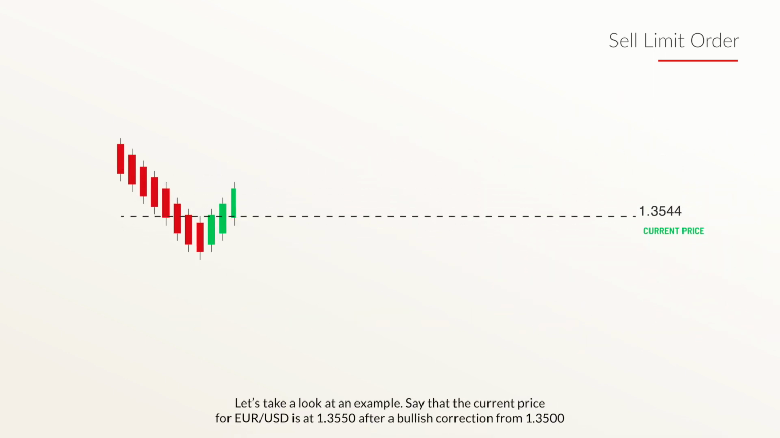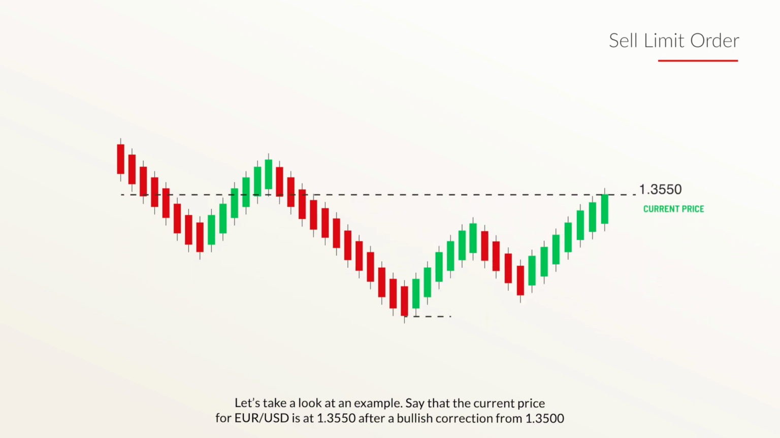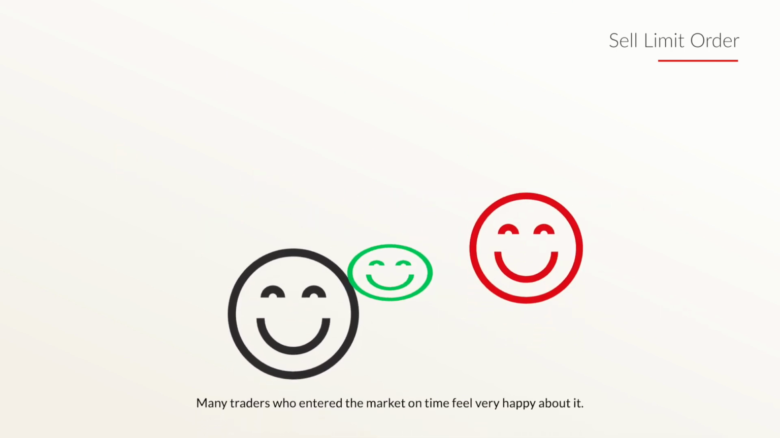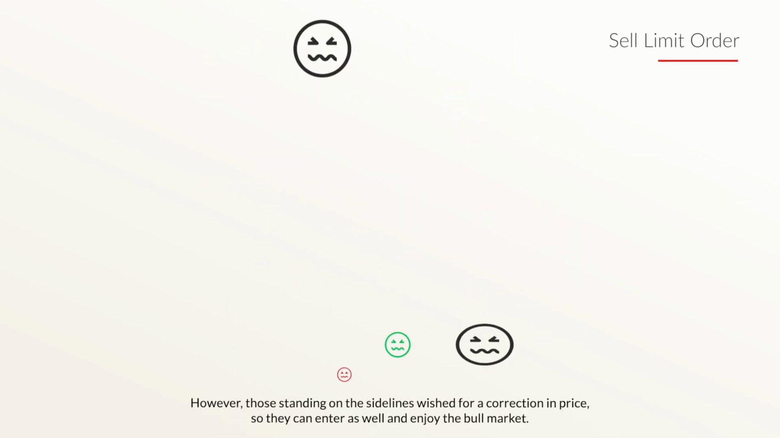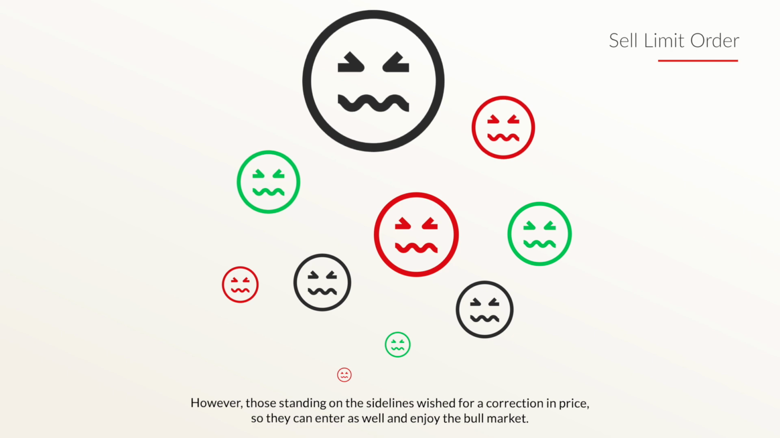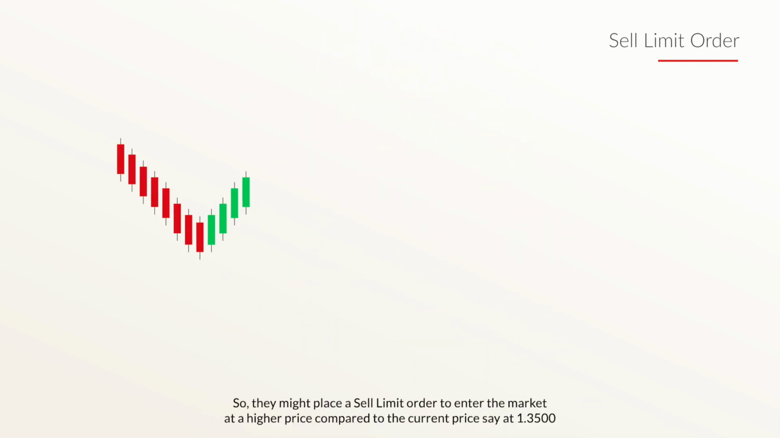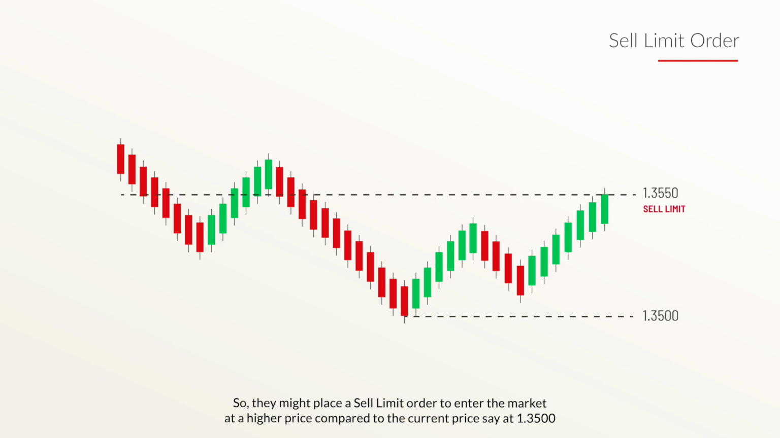Let's take a look at an example. Say that the current price for EURUSD is at 1.3550 after a bullish correction from 1.3500. Many traders who entered the market on time feel very happy about it. However, those standing on the sidelines wished for a correction in price so they can enter as well and enjoy the bear market. So, they might place a sell limit order to enter the market at a higher price compared to the current price, say at 1.3500.